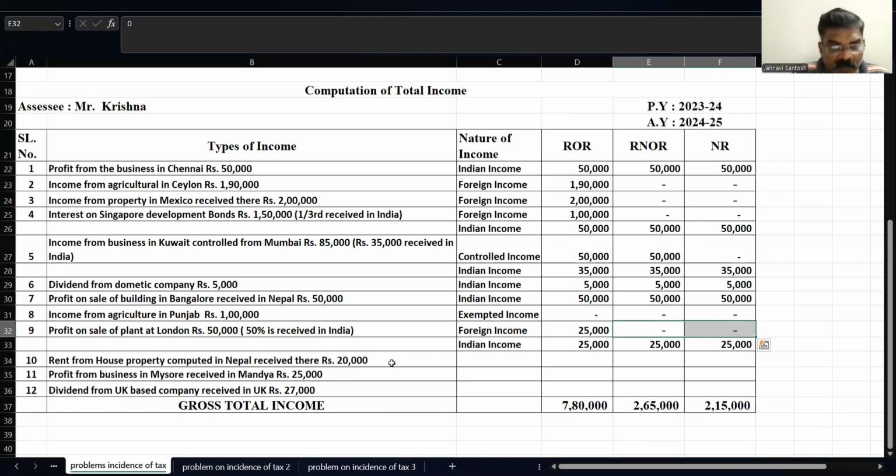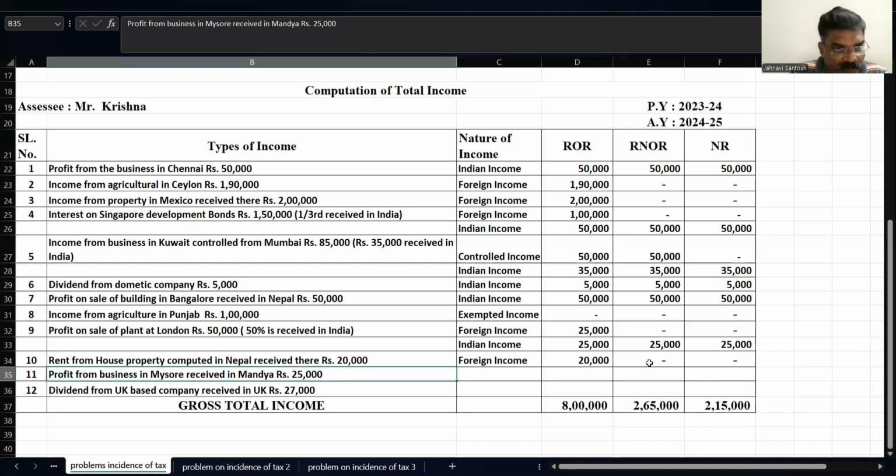Next we go. Rent from house property computed in Nepal, received there, rupees 20,000. See, the income is also generated in Nepal; rent on house property has been earned in Nepal. So we treat that as a foreign income. If it is a foreign income, it is taxable in only one case, so I write 20,000 in the column resident and ordinarily resident, and in the other two columns it is not taxable.